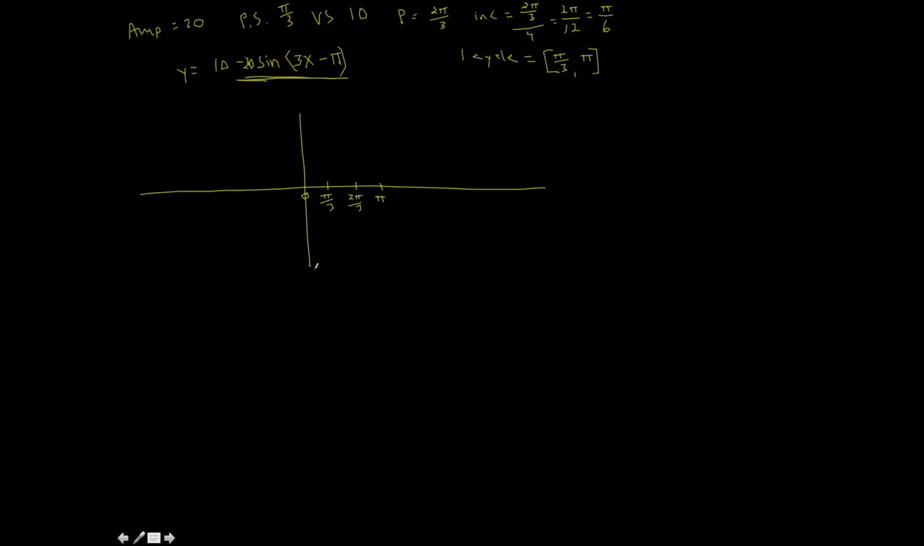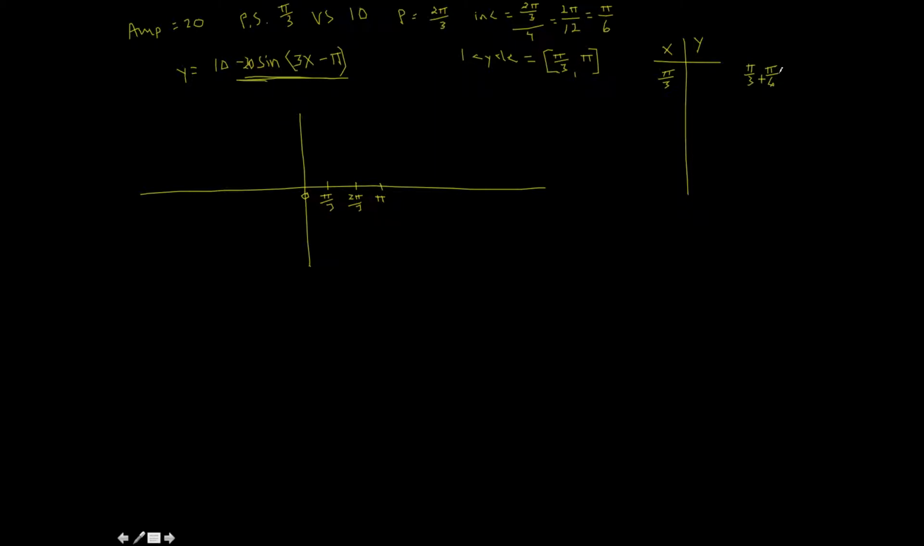Now, what if I told you I wanted to go another cycle? We'll get to that here in a minute. So let's look at our T-chart. We're starting with pi over 3. And our increment is pi over 6. So we're going to take pi over 3 plus pi over 6.